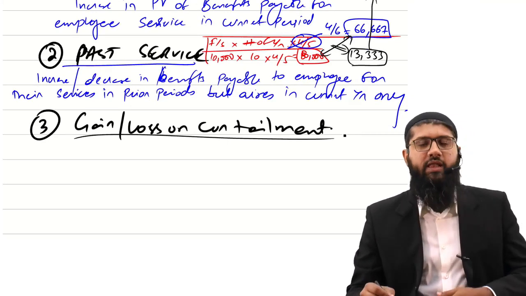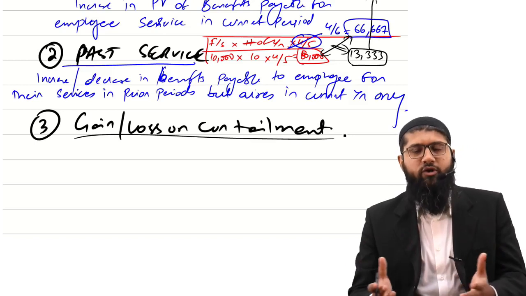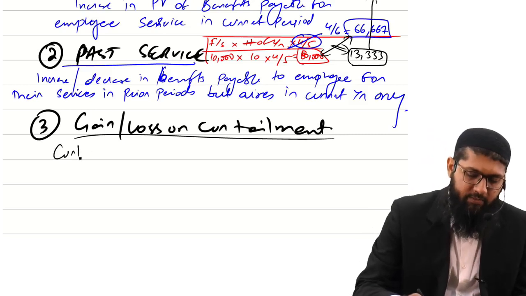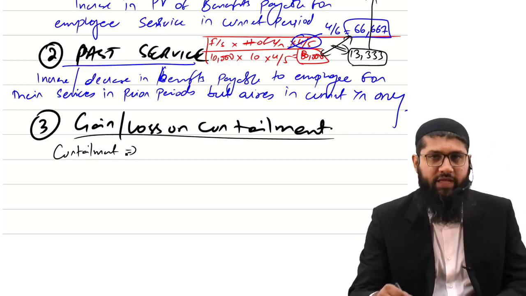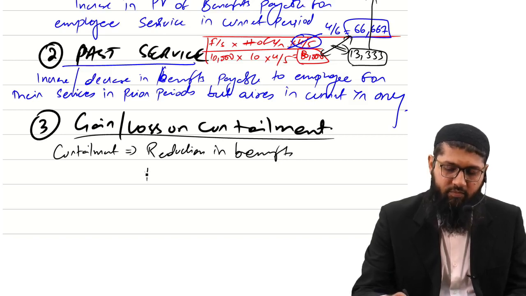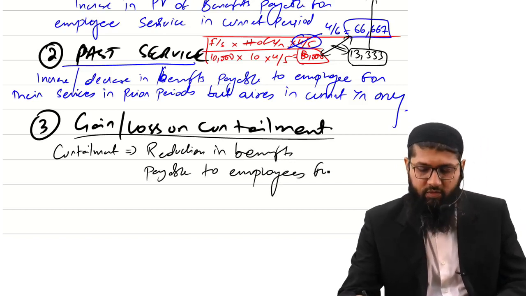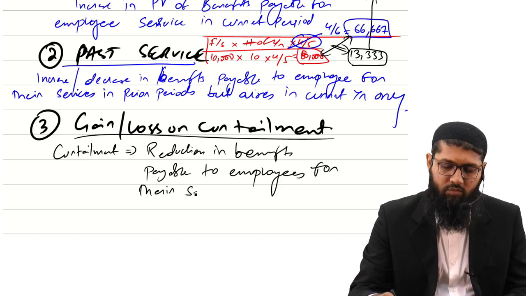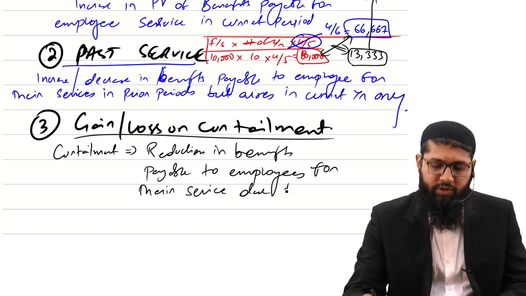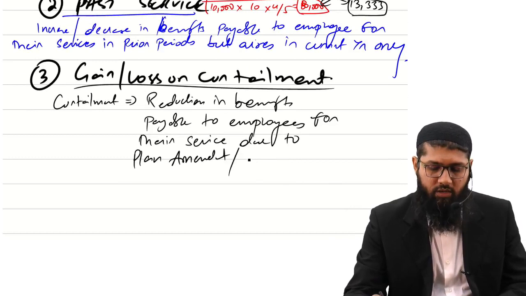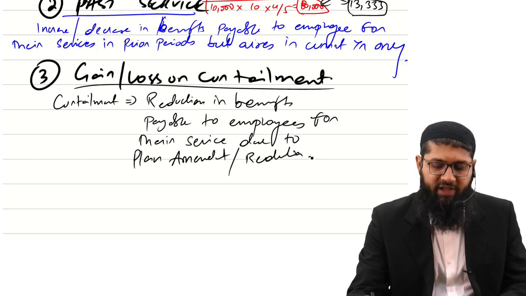The third one is the gain or loss on curtailment. Now what exactly do we mean by gain or loss on curtailment? Try to understand this. What is curtailment? Curtailment is a reduction in benefits payable to employees for their services due to plan amendment or reduction. Now see, try to understand.